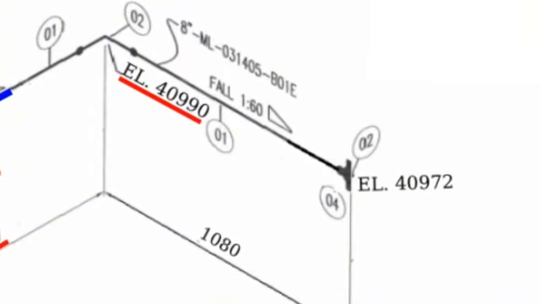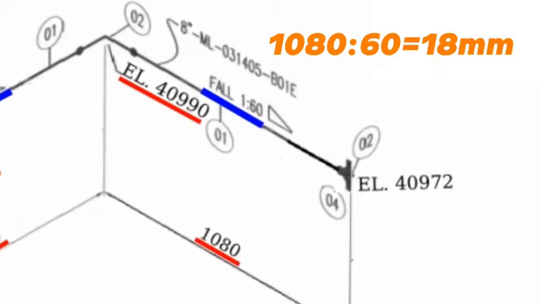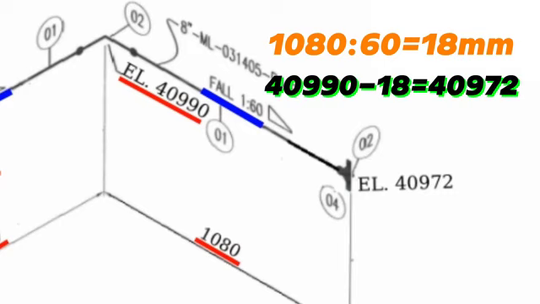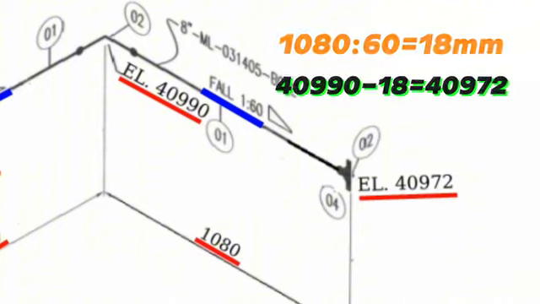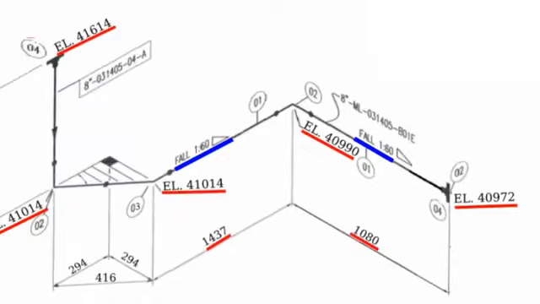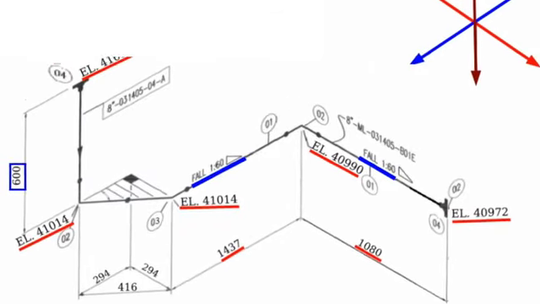The last section of the pipeline also has a slope of 1 in 60. Let's calculate the elevation drop of the pipeline at a distance of 1,080 millimeters. 1080 divided by 60 is equal to 18 millimeters. It means the end of this section of pipeline will be 18 millimeters lower than the starting elevation. Let's check the accuracy of this height. 40,990 millimeters minus 18 millimeters is 40,972 millimeters. The pipe slope calculation of this pipeline is completed successfully.